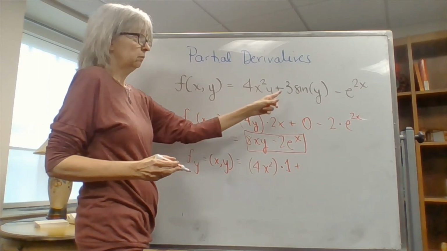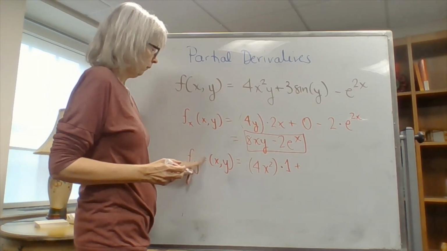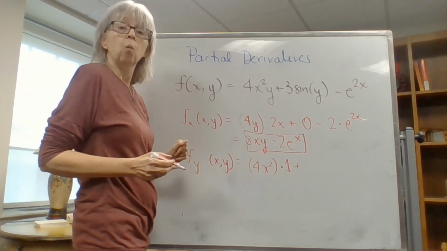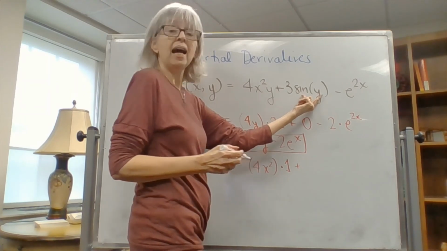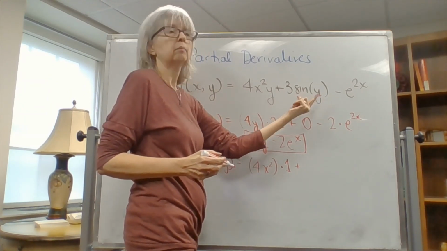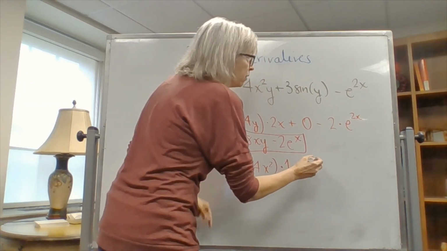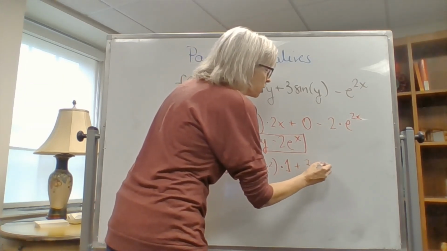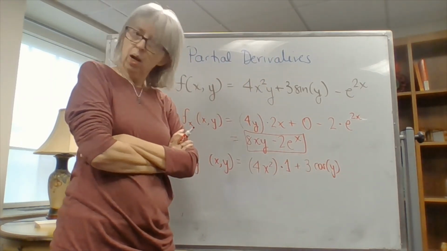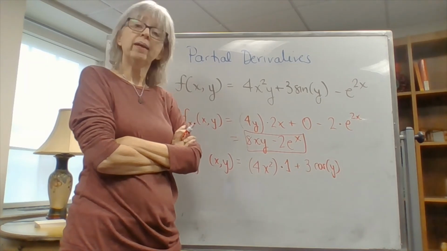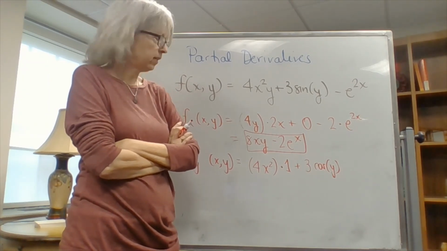Oh, now, y is currently my variable. There should not be an equal sign there. Y is currently my variable. So this is sine of a variable, and there's a 3 in front, it stays in front, and the derivative of sine is cosine, and the derivative of y with respect to y is 1, so the chain rule does not add anything to what I've got.